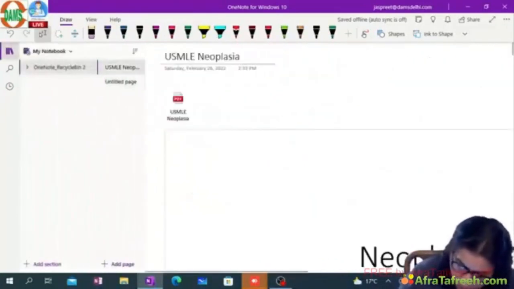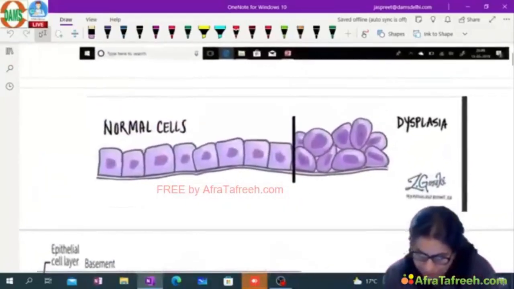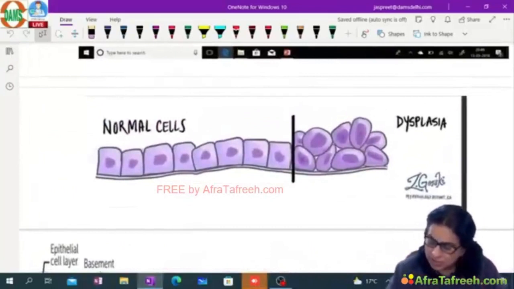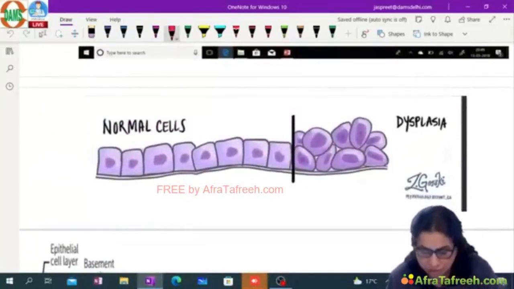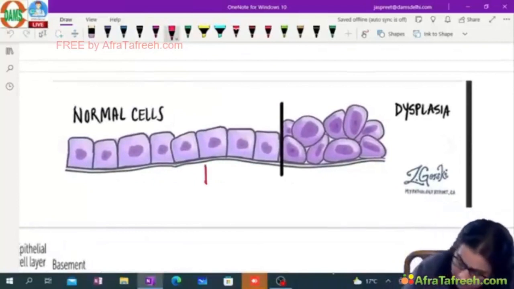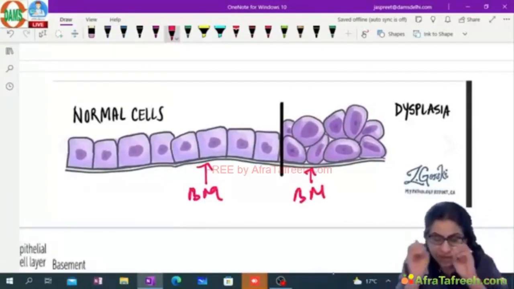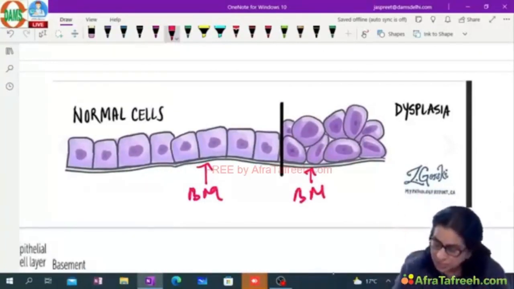Okay, let us look at a picture now. For better understanding, let us look at the picture here. I have drawn the normal cells and dysplastic cells. The first picture is showing you normal cells. This structure is the basement membrane. You can see the normal cells are well oriented. They have small nuclei and a lot of cytoplasm.